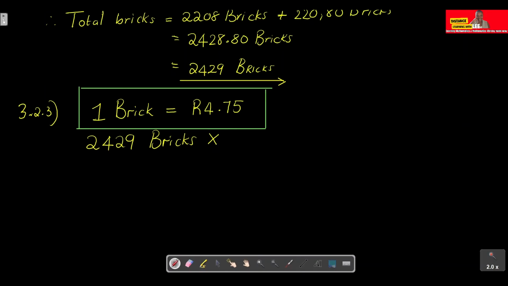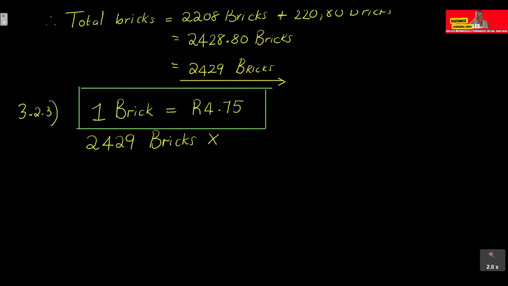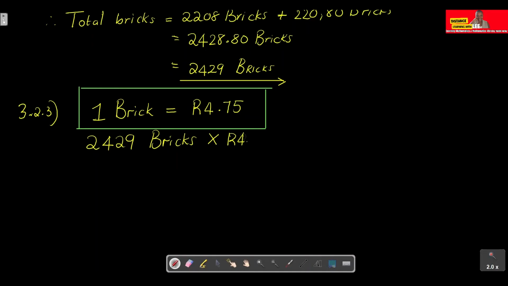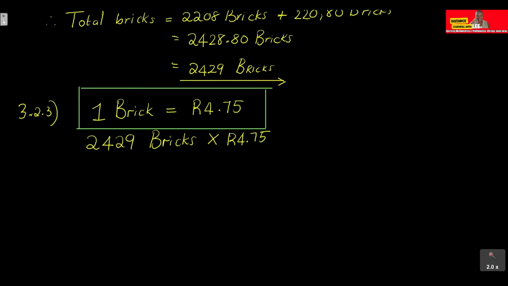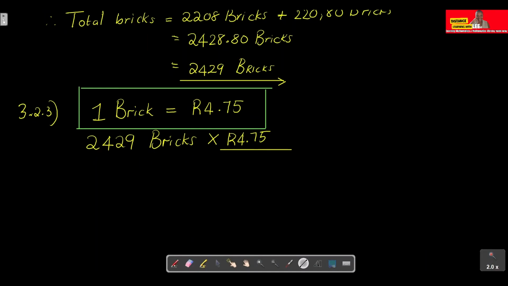So you multiply by what you want. We want our value in units of rands, so you're going to multiply by 4 rand and 75, and you divide by what you have. What do we have? We've got our units in bricks, so that means you're going to just divide by 1 brick. All right, so that is it. That's all that you need to do.